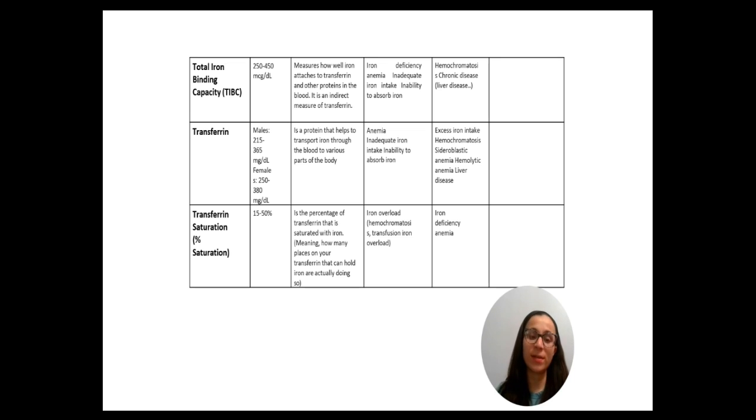Transferrin saturation is basically just the percentage of transferrin that is saturated with iron, meaning how many places on your transferrin that can hold iron are actually holding it. So if it's elevated, it's an iron overload, and if it's low, it's iron deficiency.